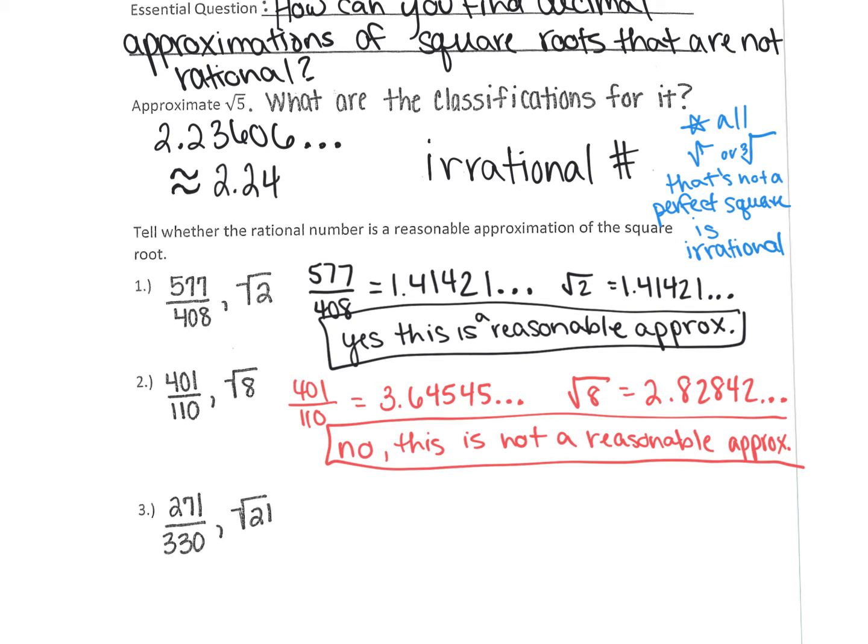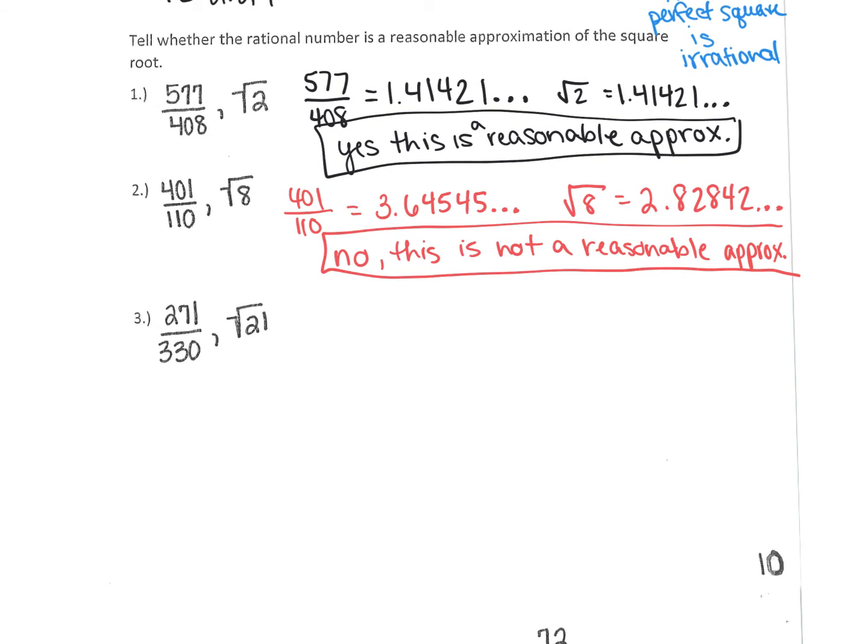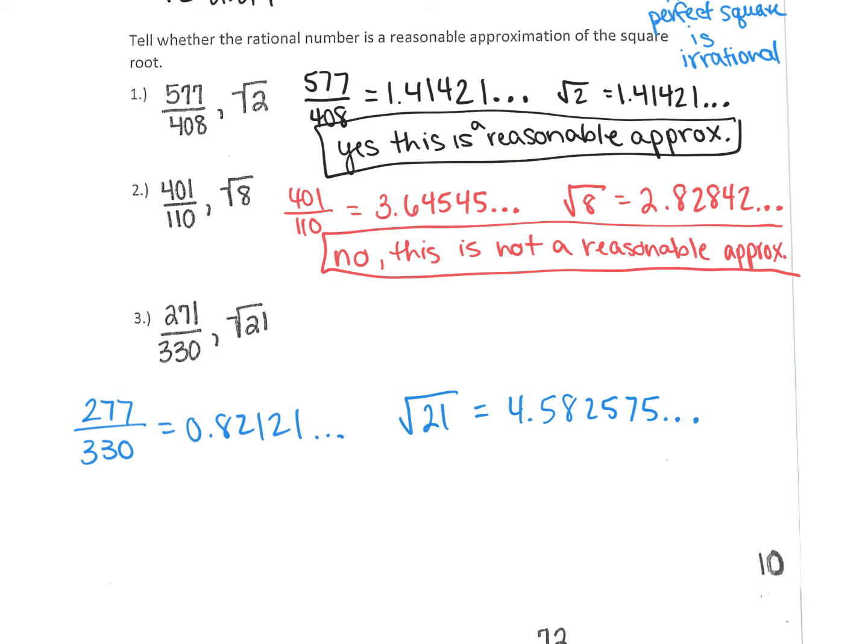And the last one, let's go blue. 271 over 330. So 271 over 330 is 0.82121, it goes on, so on and so forth. And the square root of 21 is equal to 4.582575, it goes on and so forth. Again, this doesn't even reach 1, whereas the other one is almost 4.5, almost 4.6. So we can tell that these are most definitely not a good approximation of each other. So no, this is not a reasonable approximation.